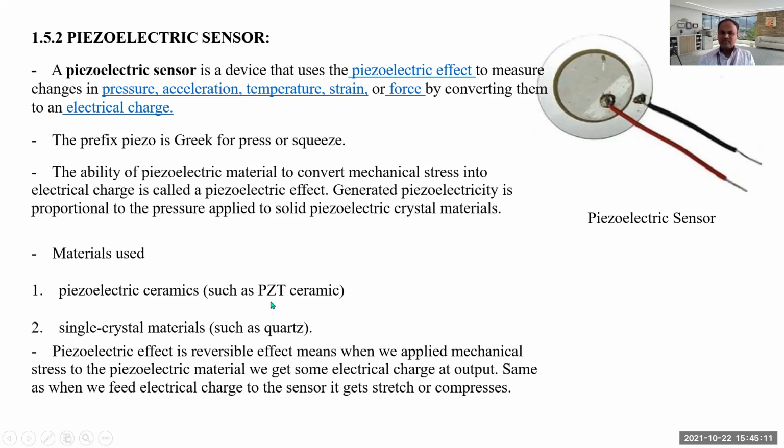The materials used are PZT ceramic, or we can call it piezoelectric ceramic, and single crystal materials such as quartz crystal. This is a reversible effect, meaning when we apply mechanical stress, there will be electric charge. When we release, the charge will disappear.